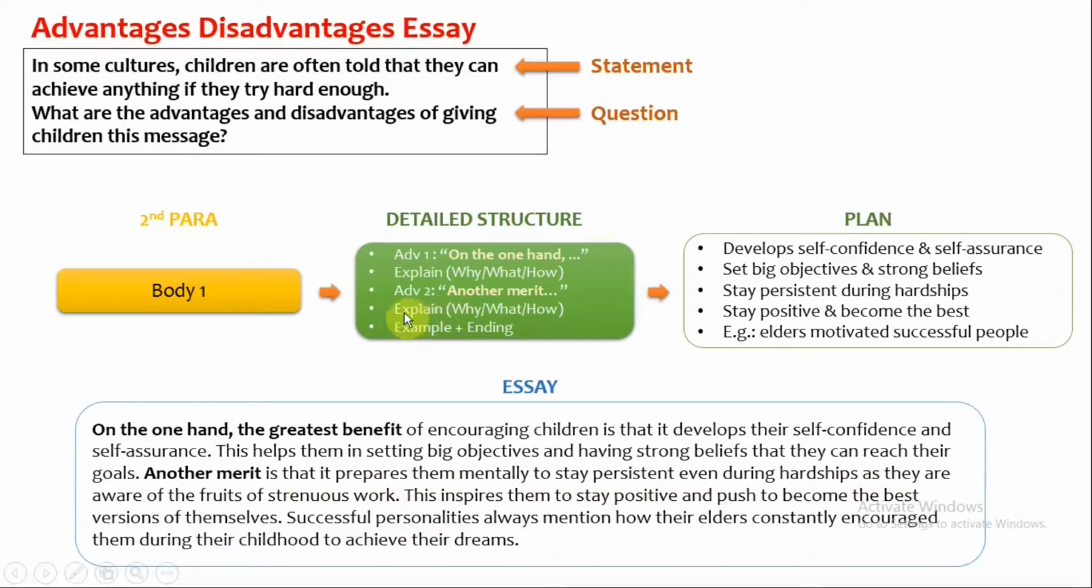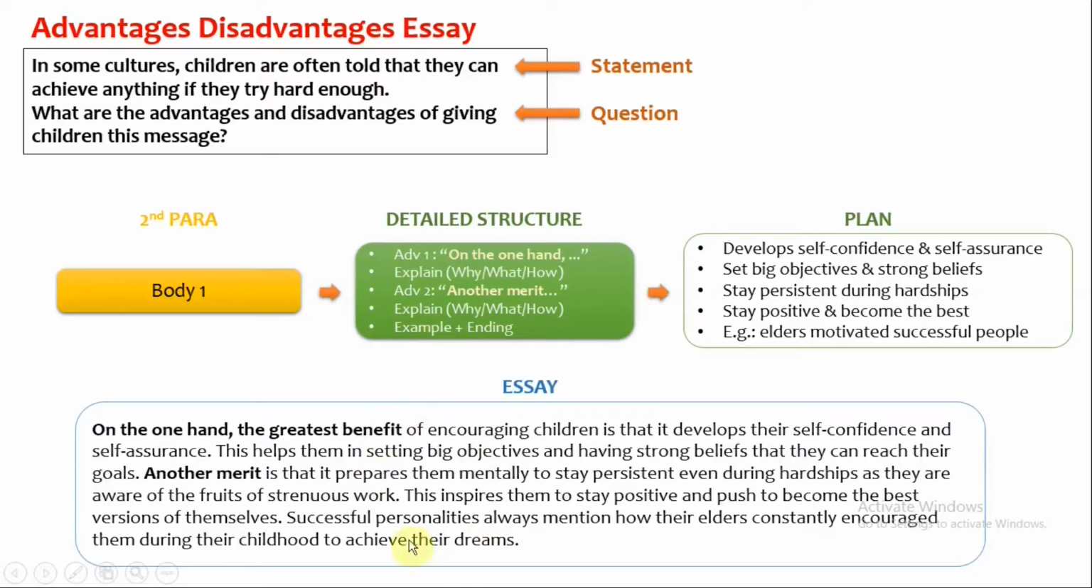Next, fourth sentence should explain the third sentence. You can explain the why or what or how of the second advantage to give explanation. Here I am giving explanation for what. What will happen when students stay persistent during hardship? Plan says stay positive and become the best. So the fourth sentence will be, this inspires them to stay positive and push to become the best versions of themselves.